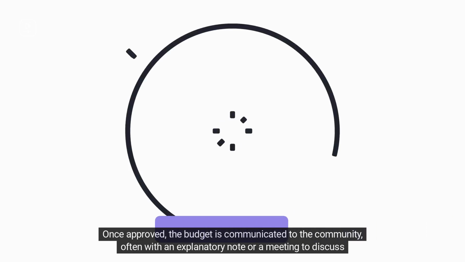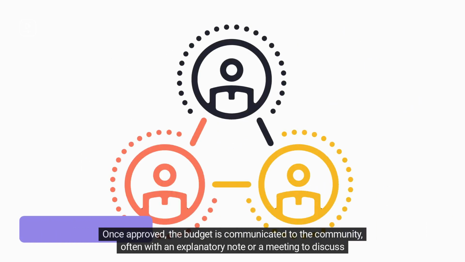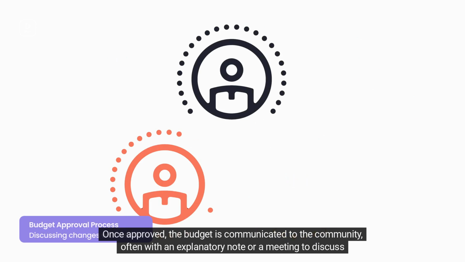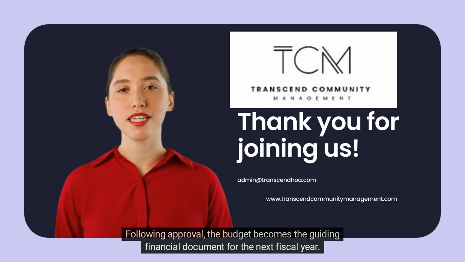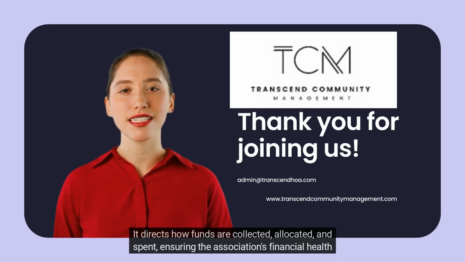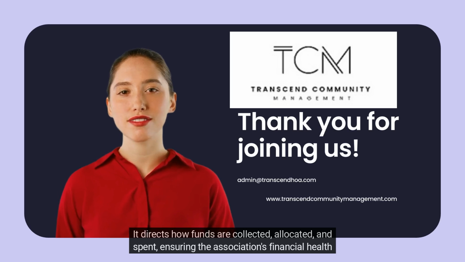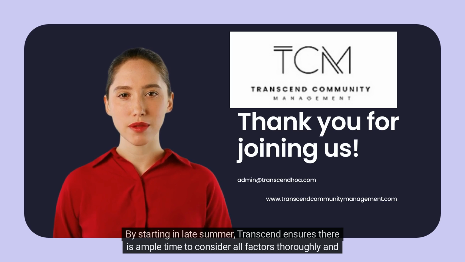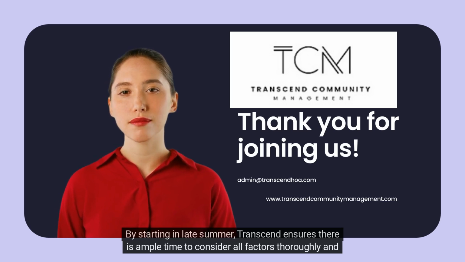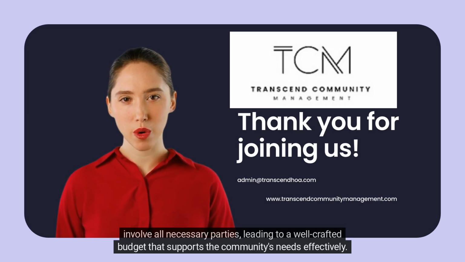Once approved, the budget is communicated to the community, often with an explanatory note or a meeting to discuss changes and implications for residents. Following approval, the budget becomes the guiding financial document for the next fiscal year. It directs how funds are collected, allocated, and spent, ensuring the association's financial health and the community's well-being. By starting in late summer, Transcend ensures there is ample time to consider all factors thoroughly and involve all necessary parties, leading to a well-crafted budget that supports the community's needs effectively.